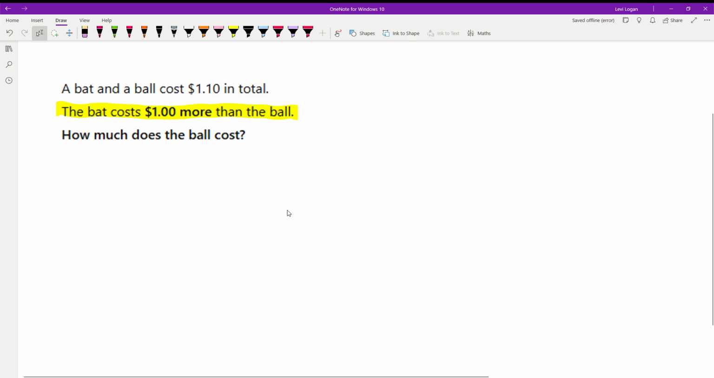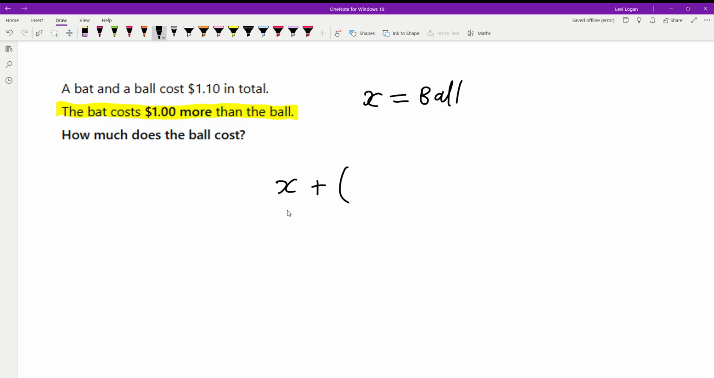So what that means is, we're going to call x the price of the ball. Now x could be anything. That's the price of the ball, plus the bat itself, which has to cost $1 more than it. So it's x plus 1, which gives you $1.10.